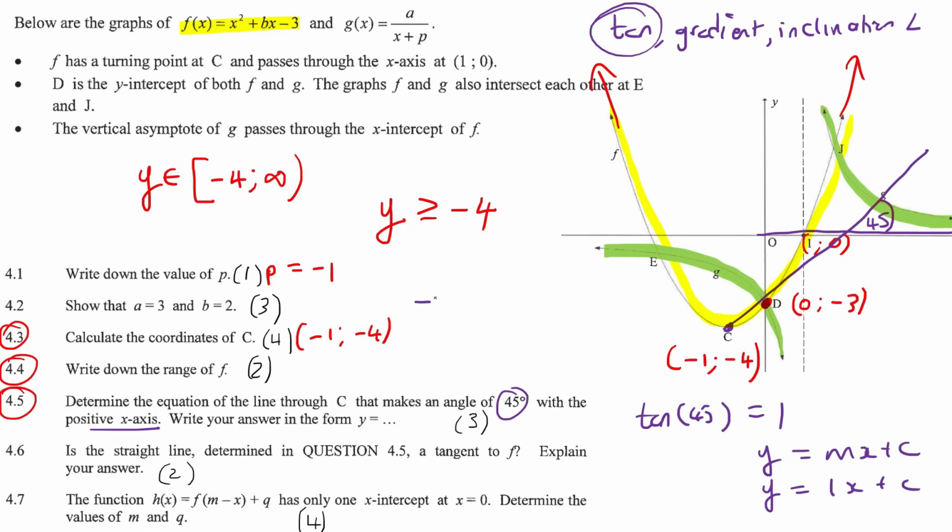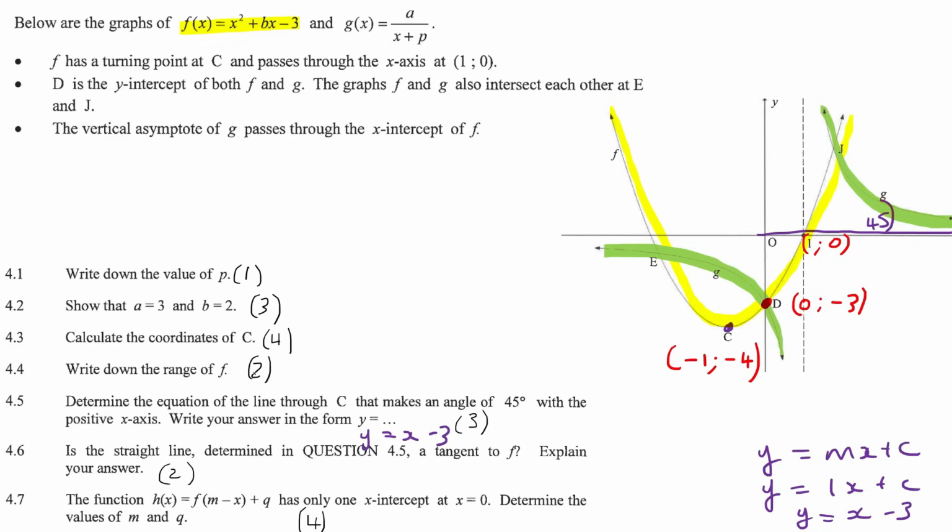So we're going to say that the y is -4 and the x is -1. And if you had to solve this, we should eventually see that c is -3. So it does actually go through this point after all, but we never needed to know that. And so we can say then that y is equal to 1x, or you could just say y equals x minus 3. Okay, determine the equation. So we've done all of those. Now we need to do this one. Is the straight line, which we've determined in 4.5, also a tangent to f? Explain your answer.